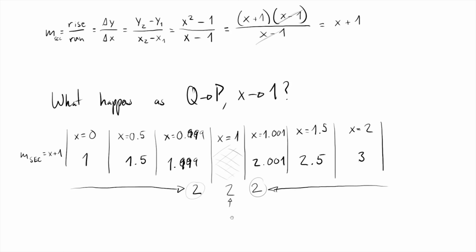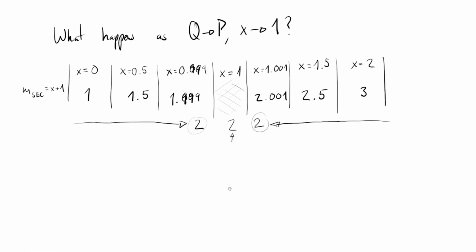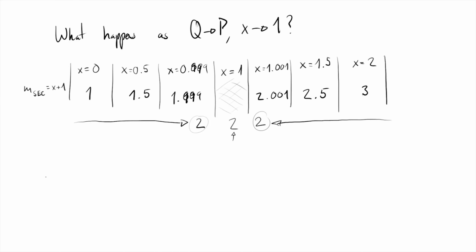Great. So what we can actually say, because of limits, is that as x approaches 1, the slope of our secant approaches 2.